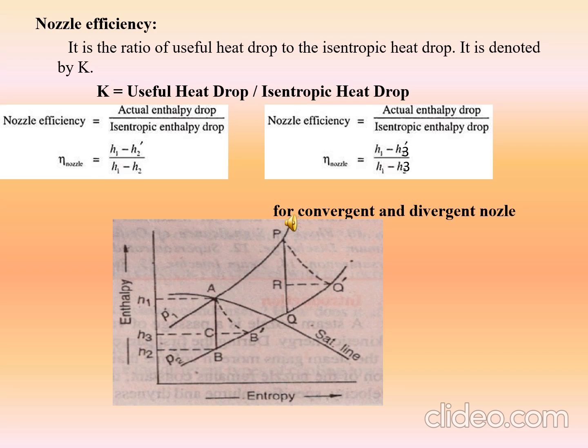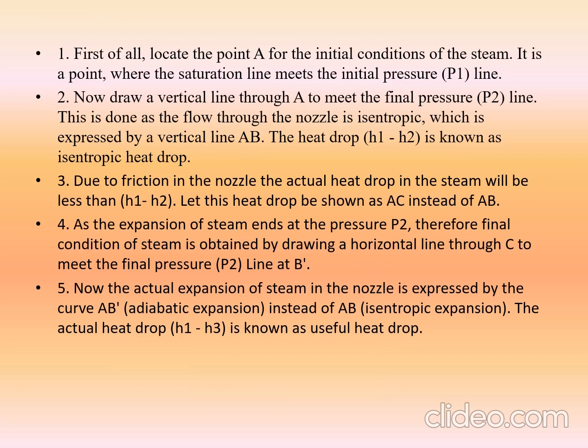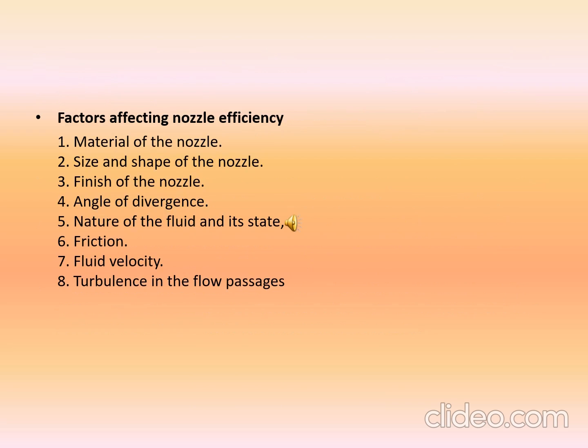Now we'll discuss the factors affecting nozzle efficiency. What are the factors affecting nozzle efficiency? First is the material of the nozzle, then the size and shape of the nozzle, finish of the nozzle, angle of divergence, nature of the fluid and its state, then friction, fluid velocity, and turbulence in the flow passage. These are the factors affecting our nozzle efficiency, for which our efficiency, H1 minus H3 dash divided by H1 minus H3, changes from the actual.